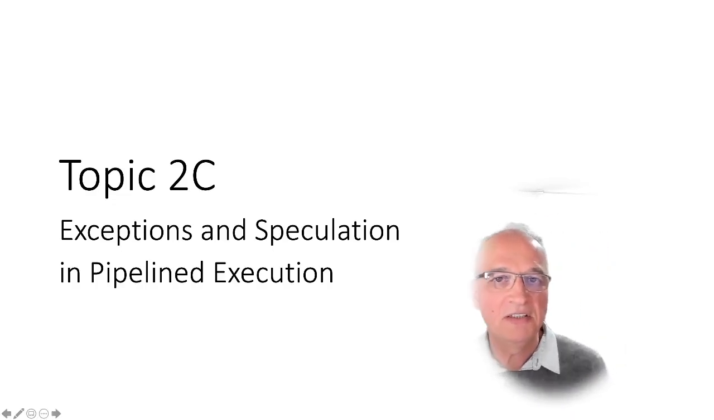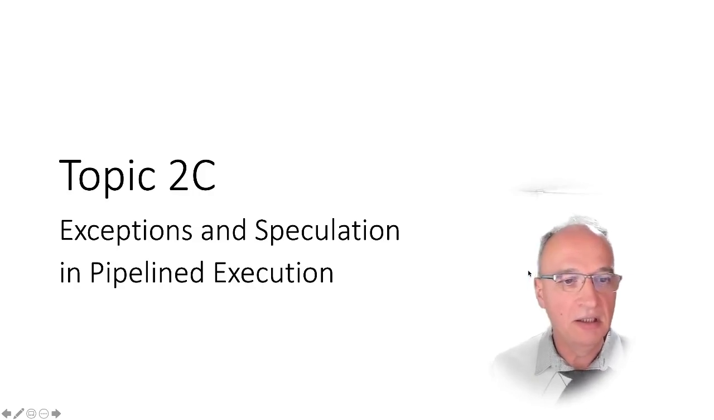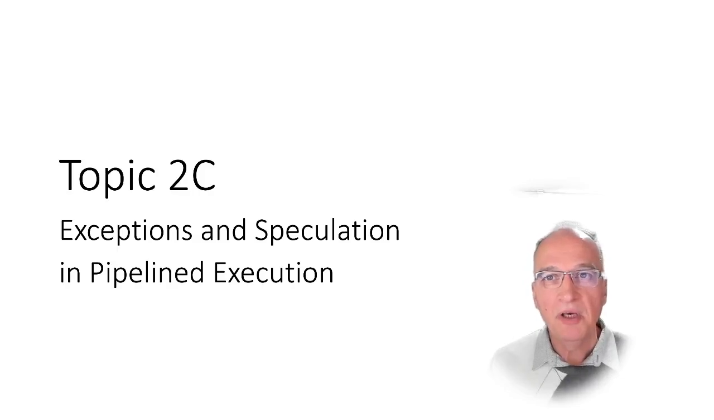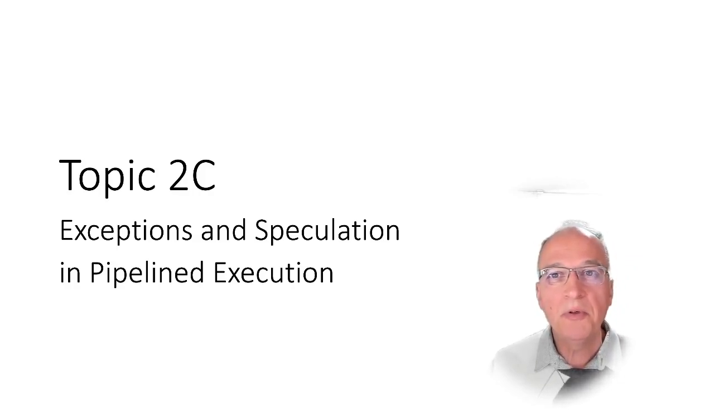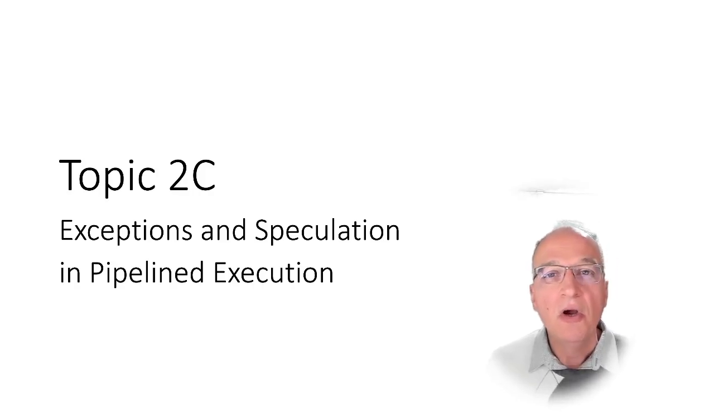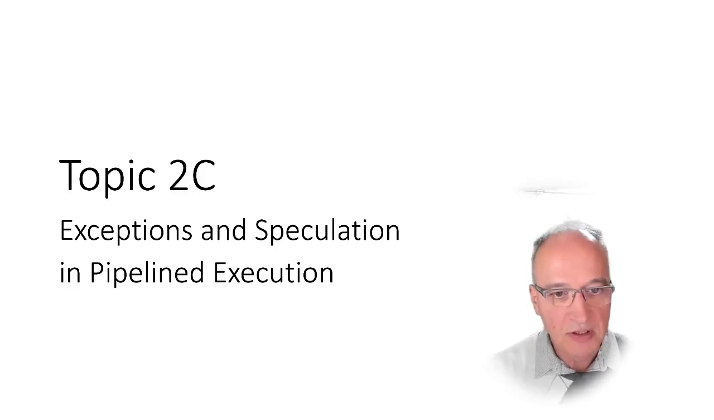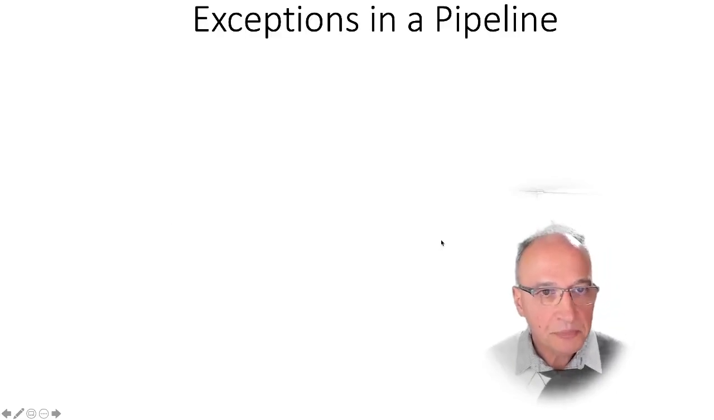We have studied exceptions and interruptions, and we have discussed speculation as well when we talk about branch prediction, for example. And we have studied the pipeline design. The question now is, how do you process an exception or interruption, and how do you process speculation when executing in the pipeline design? This is what we're going to address in this lecture.